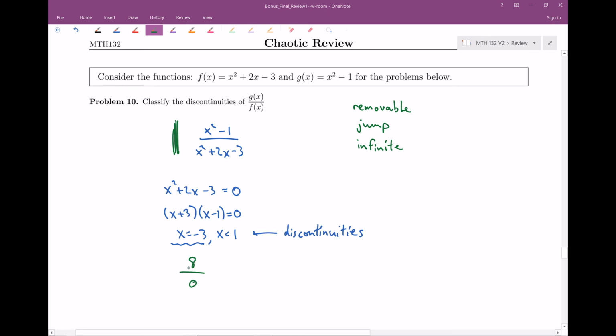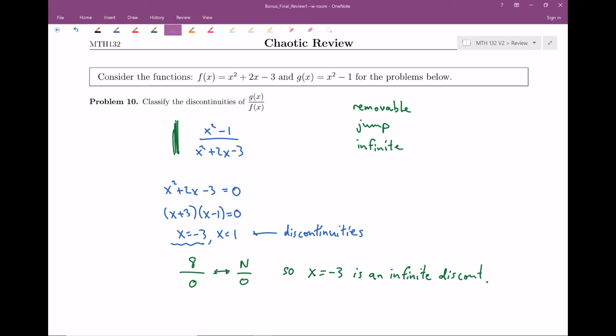So this is a non-zero. Sometimes in class I refer to this as just n, some non-zero divided by 0. And when you have a non-zero divided by 0, this is an indicator that we have an infinite discontinuity. So x equals negative 3 is an infinite discontinuity.